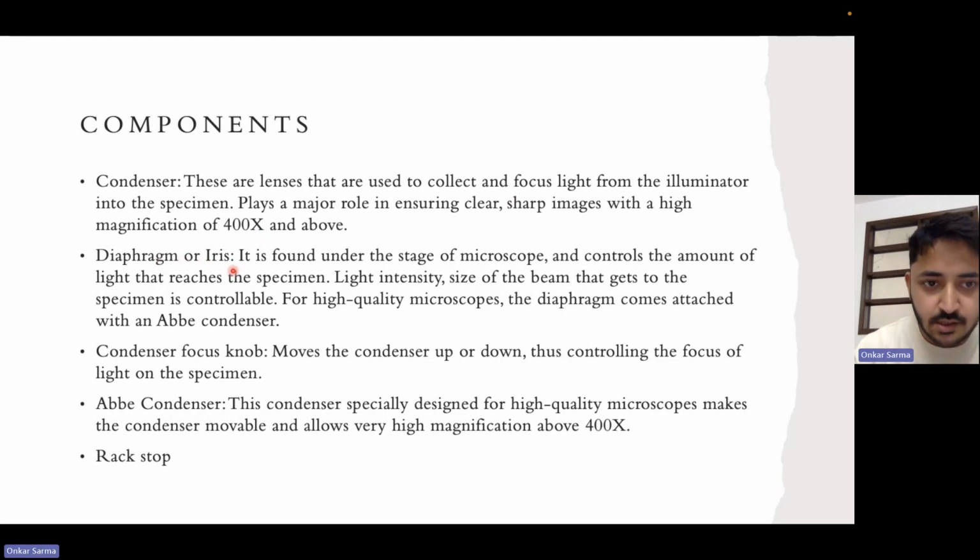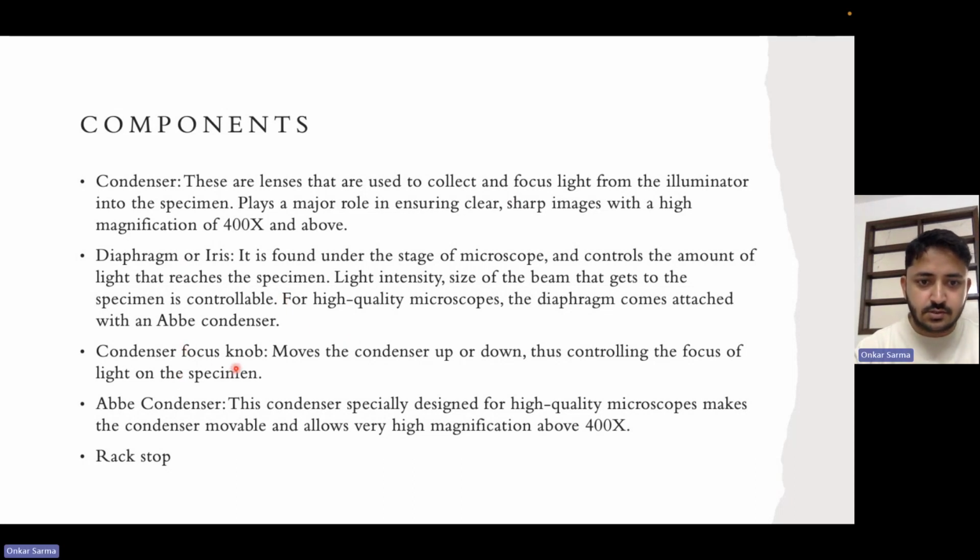And there is the diaphragm or iris. It is found under the stage of the microscope and controls the amount of light that reaches the specimen. The intensity of the light that reaches the specimen also matters when it comes to developing a clear and magnified image of our specimen. So it controls how much light is passed through and how much reaches the specimen.